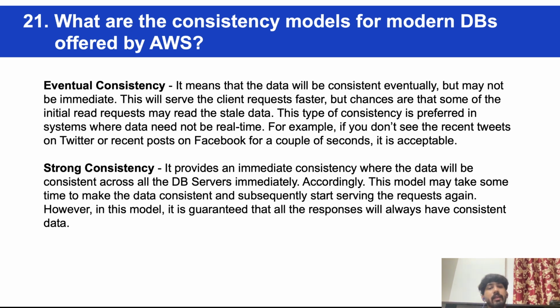So this will serve the client requests faster, but chances are that some of the initial read requests may read stale data because that data wouldn't be available at that point of time, because it's not transferred to the other database. So this type of consistency is preferred in systems where data need not be real time. So if you don't want the data to be real time in a particular system, you would want this type of consistency.